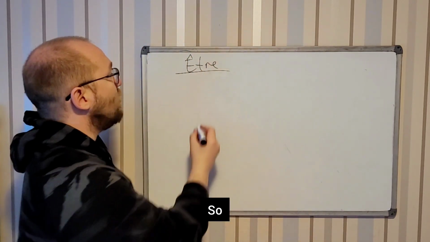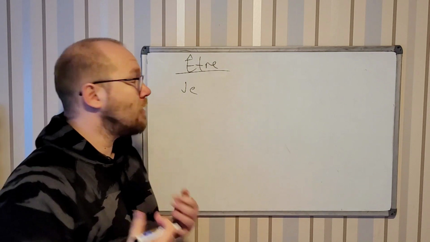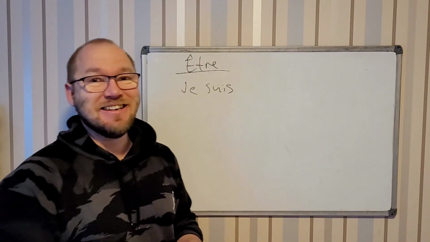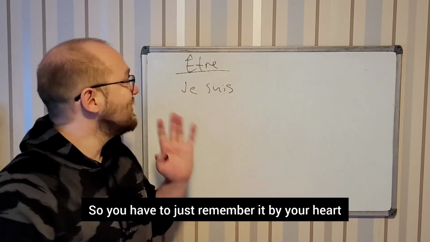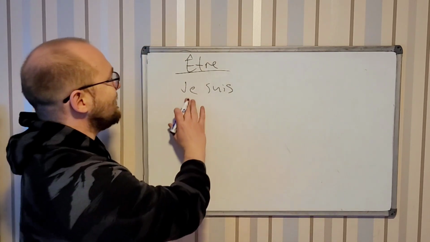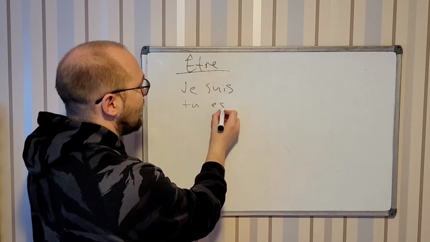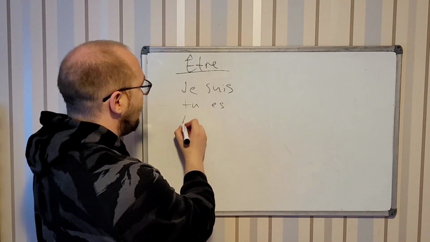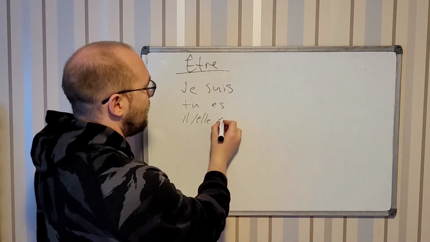Okay, so how to conjugate it with personal pronouns. So first is je, I, je suis. Yeah, it's totally different. So it's an irregular verb, so it doesn't have any kind of rule, so you have to just remember it by heart. So je suis, you, tu es, he or she, il, elle, est.